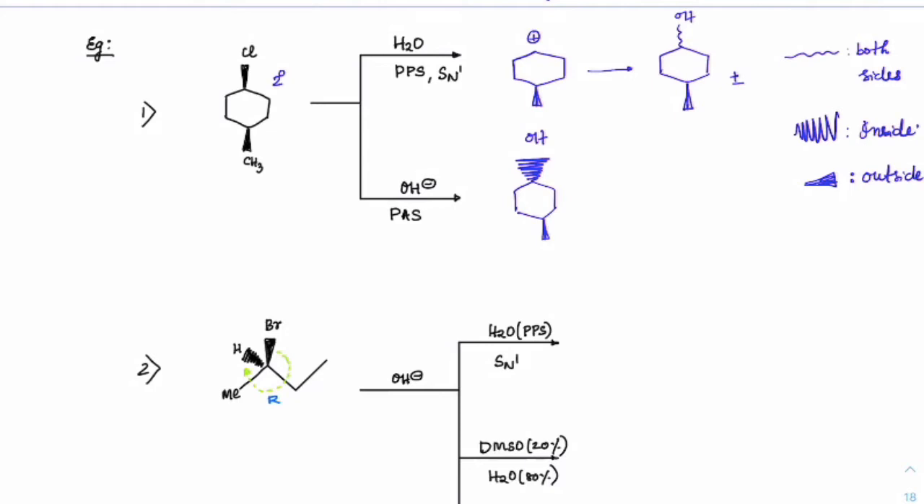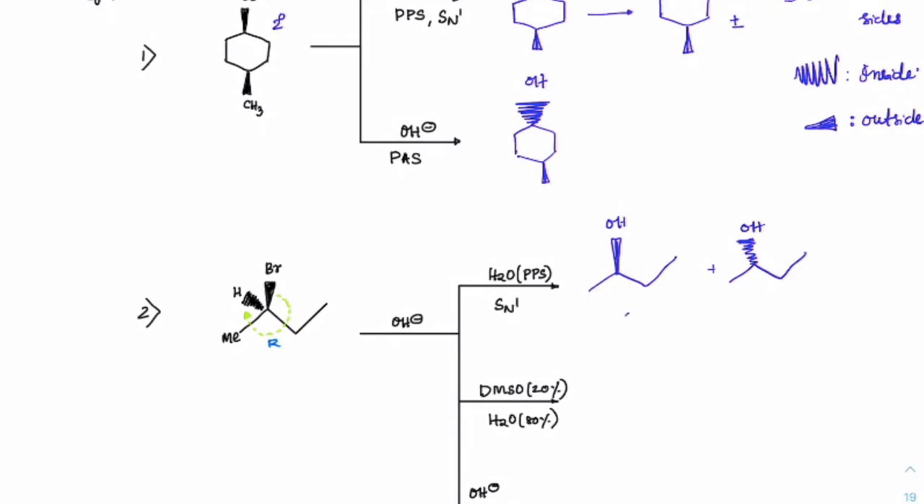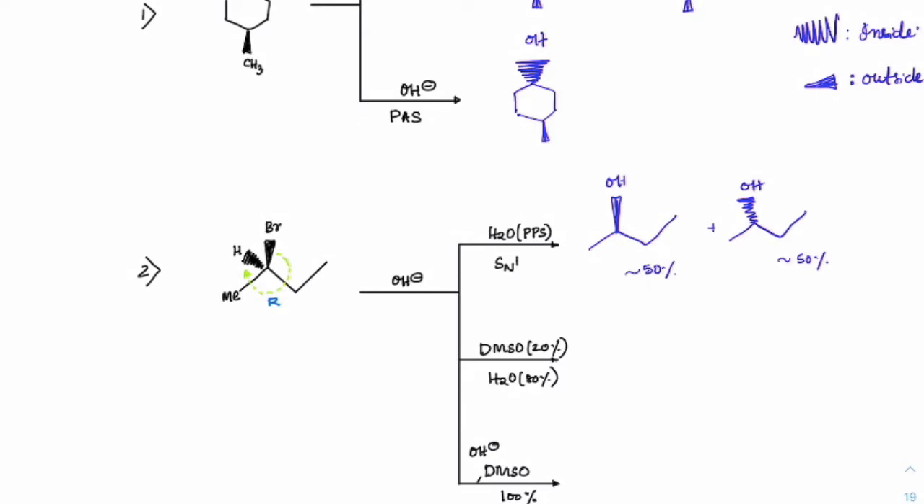Next, again in this case also it is a secondary position. When we treat that with water, it will go for an SN1 reaction here. So again I can have OH formation here, and another mirror image of it, OH. These are the products formed, nearly 50% and 50%, which means it is undergoing racemization. Now in the presence of DMSO here, got it?